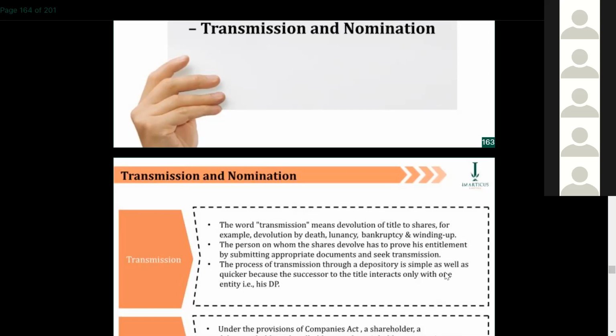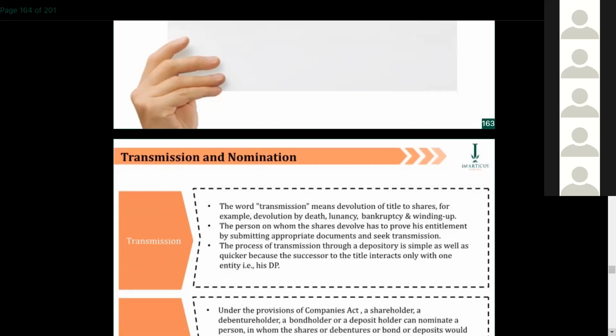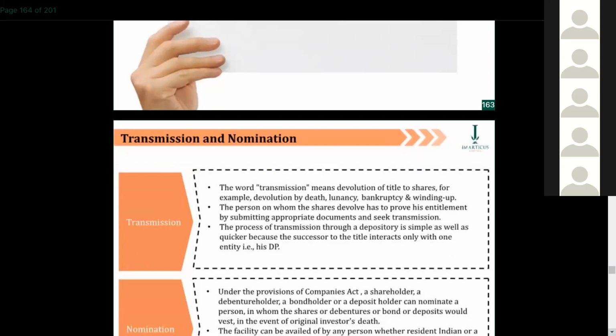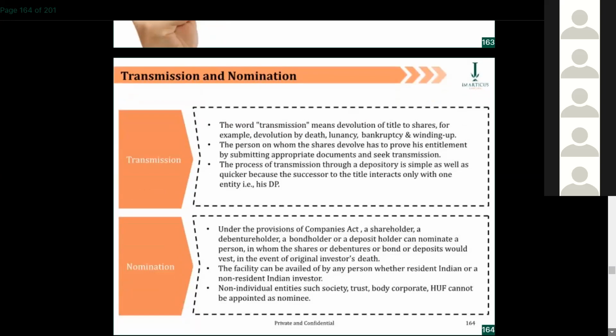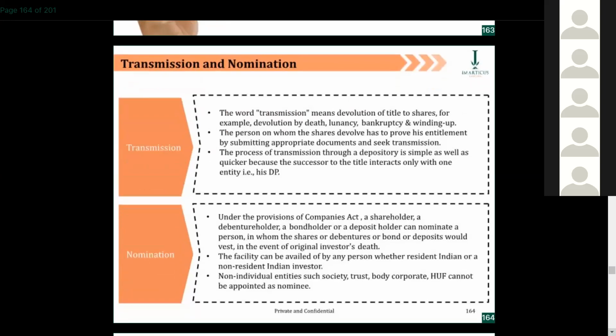So the process of transmission through a depository is simple as well as quicker because the successor to the title interacts only with the entity that is his depository participant. So if somebody has a nomination, it is very easy. On death of that person, it can simply pass to the nominee.